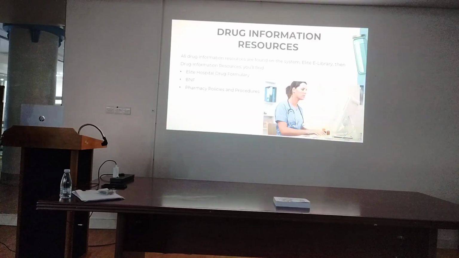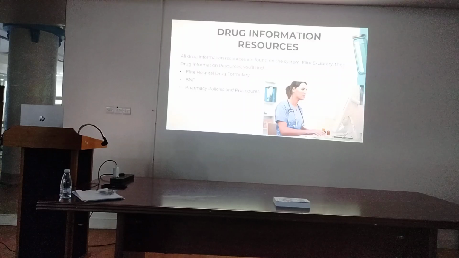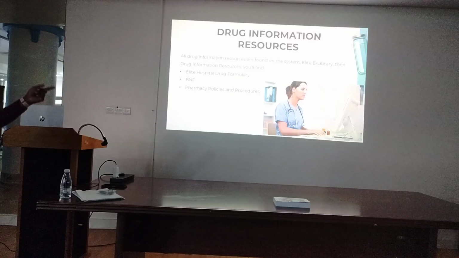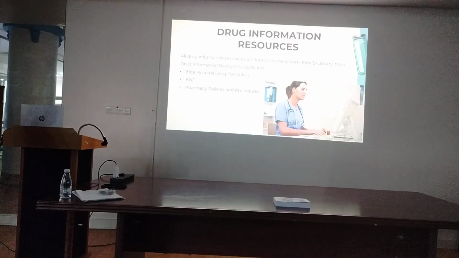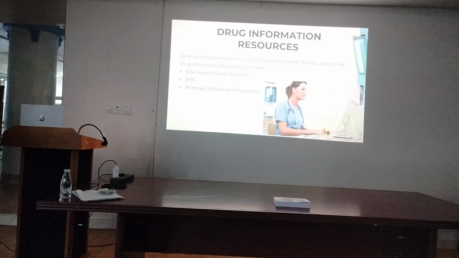The drug information resources. If you need information about medications, where do you get it from? We get it from the formulary, and we have the latest BNF on the system if you want to look at it. And again, the policies and procedures tell you how to deal with medications in this hospital.